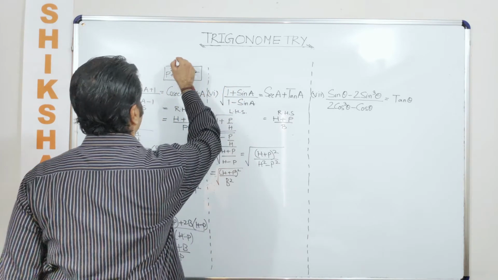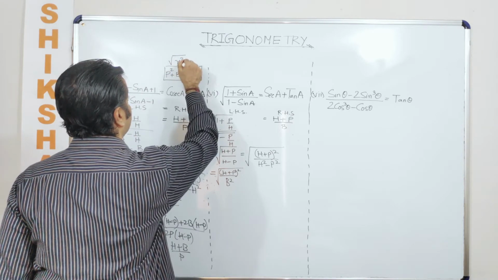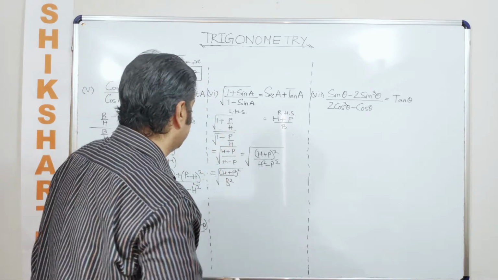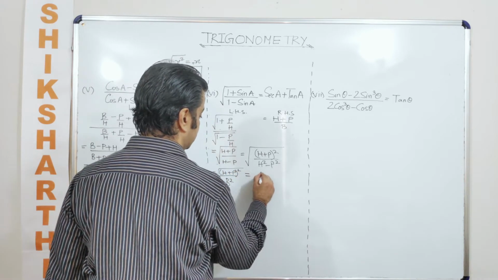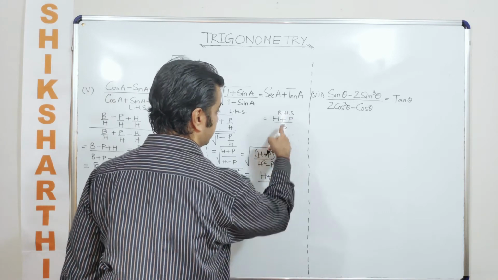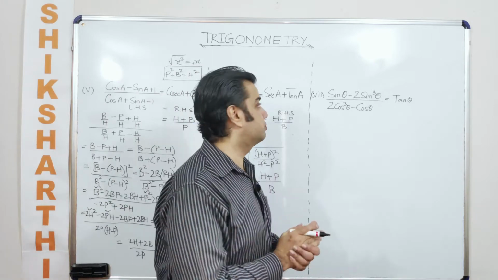So just for the sake of reference here, if I find the square root of x square, I can write it as x, plus x is what I can write it as. So in this case now this is nothing but h plus p divided by b, which is equal to your RHS. So since LHS is equal to RHS, hence proved.